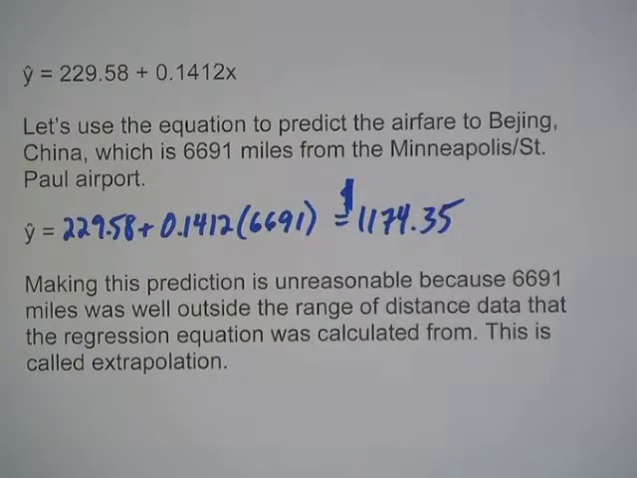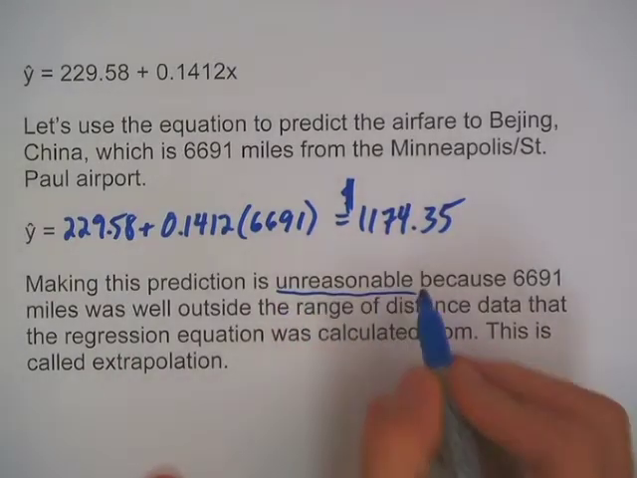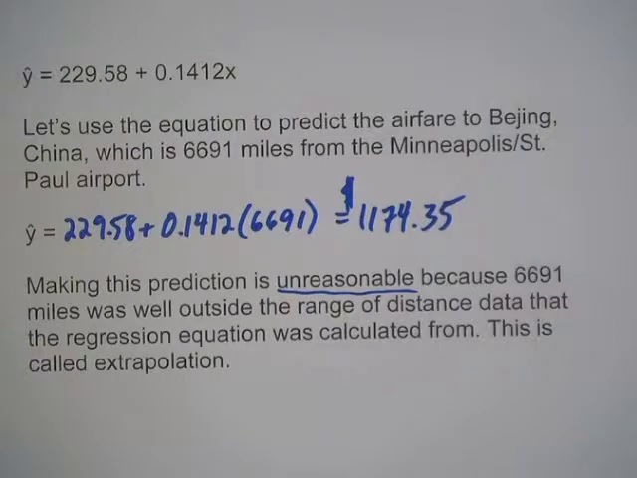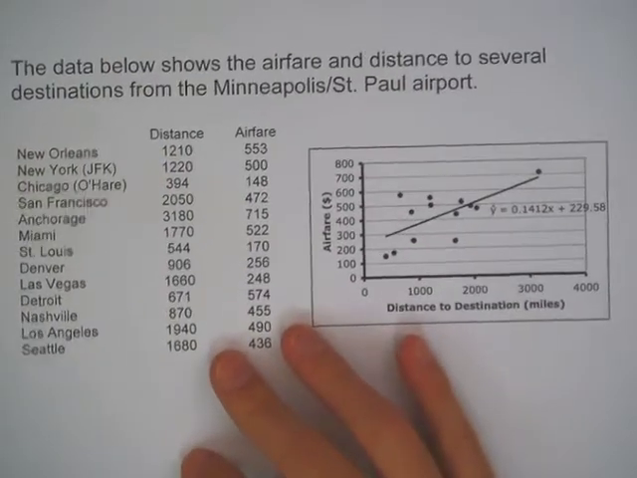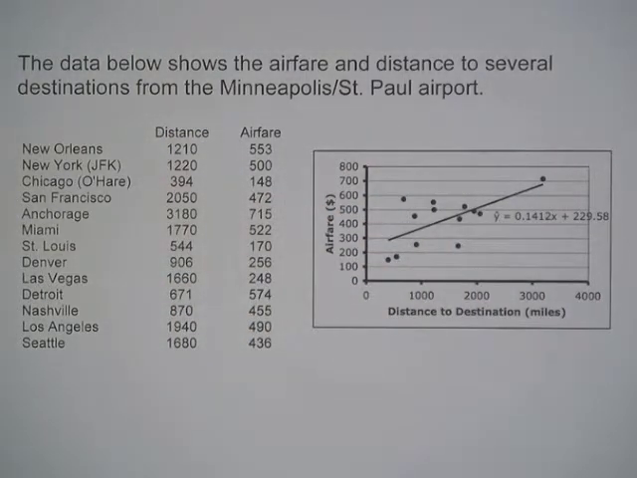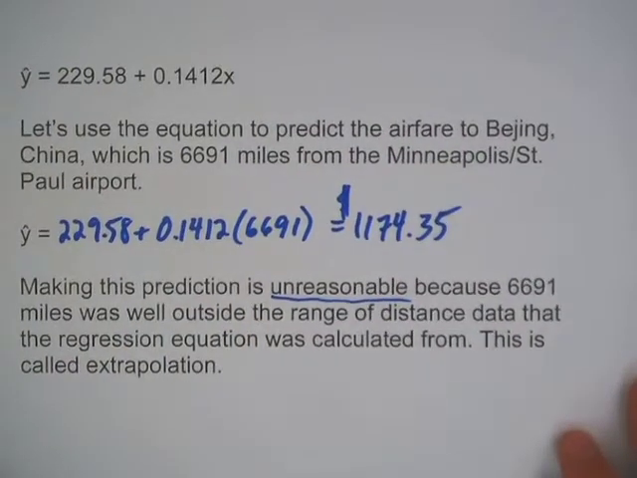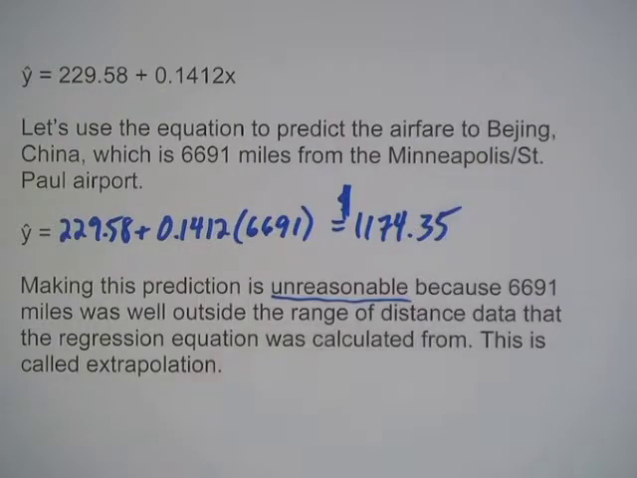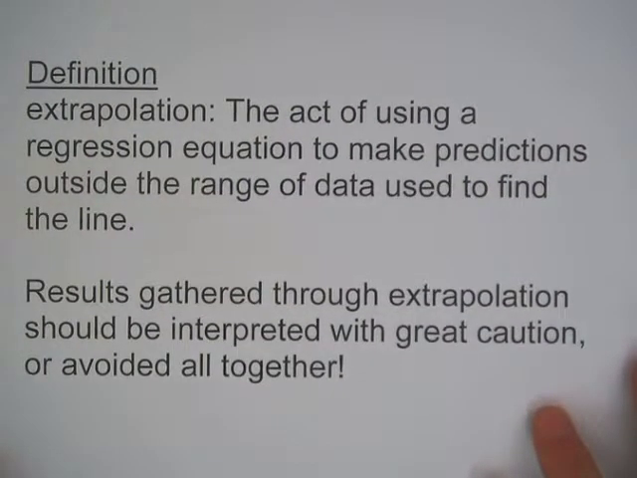What I'm going to suggest now is that making this prediction is unreasonable because 6,691 miles was well outside the range of distance data that the regression equation was calculated from. If we're working outside of that data range, 6,000 is well outside the distance data that we collected. Because we're doing that, we're doing something called extrapolation. Extrapolation is the act of using a regression equation to make predictions outside the range of data used to find the line.